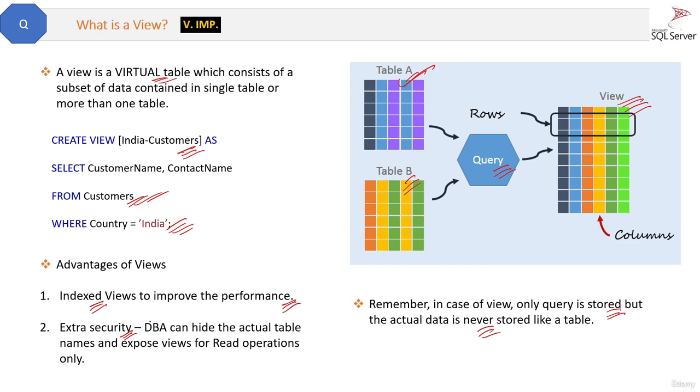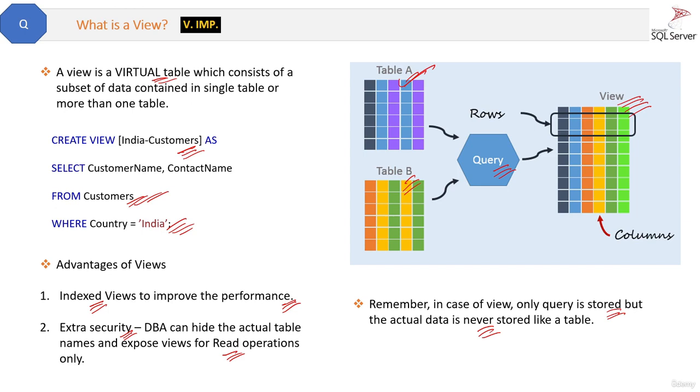Now what happened? DBA can hide the actual database table names and expose views for read operations only. Take for example, suppose there is a table whose data is very confidential, and therefore the DBA does not want to share even the table name with the developers. Now what will he do? For that, the DBA will create a view on that table and give that view name to the developer, and the developer can write a query to read the data from the view. Developer still doesn't know the actual table name. In that way, the table name remains confidential and secured. That is one of the purposes of the view.